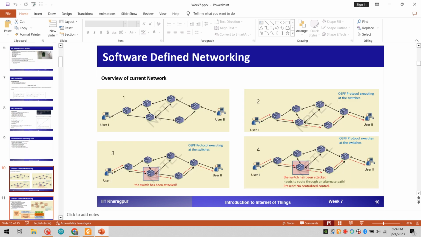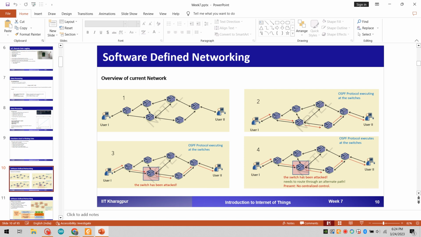Now the next topic is your software defined networking, that is your SDN. So consider this first figure. Here this is showing the current network scenario where user 1 is connected to your user 2 with the help of different routers or different gateways. Okay, so if your user 1 wants to send data to your user 2, it can follow different paths. For example, it can follow this path also, it can follow this path also. So there are various paths between your user 1 and user 2.